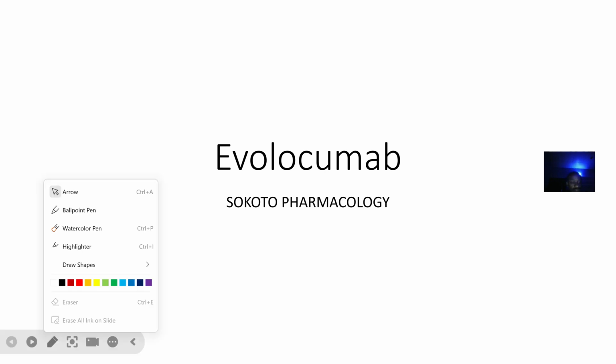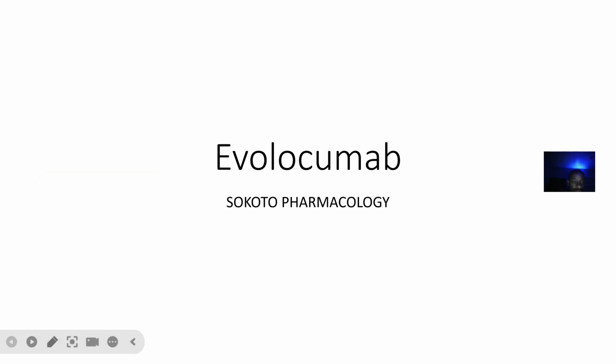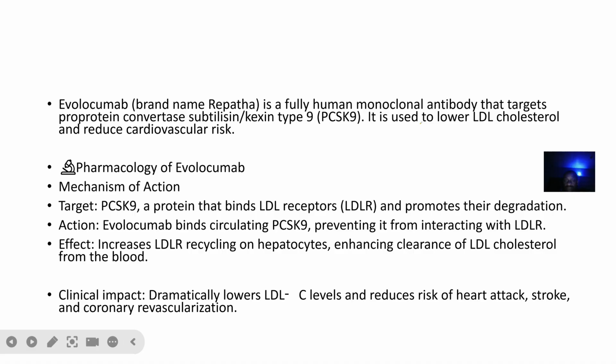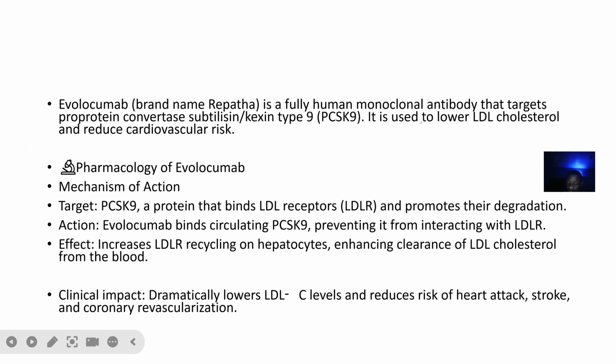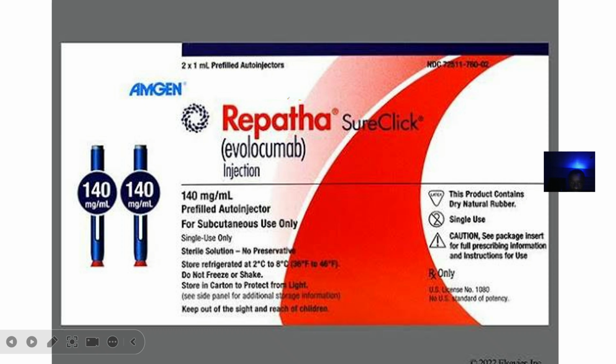We'll move to the next drug right here, which we'll talk about in pharmacology. This is what is known as evolocumab. Evolocumab. So, the first thing you always notice on a drug when you are giving a drug is the most popular brand name. So, the most popular brand name for this drug is what?